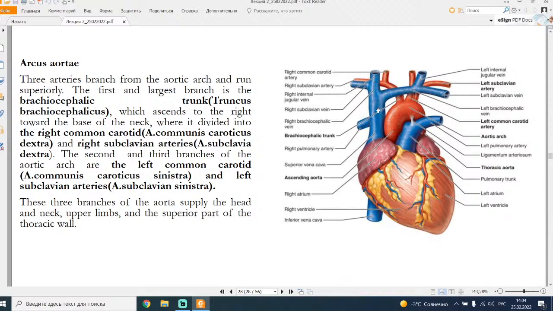These three branches of the aorta supply the head and neck, upper limbs, and the superior part of the thoracic wall.